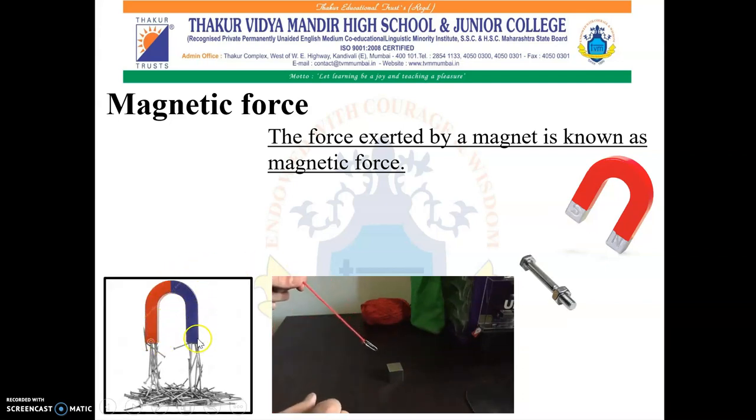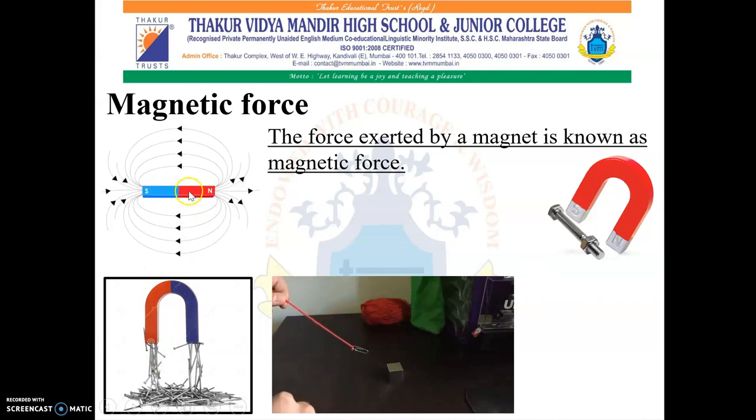Here again in this picture, you can see when the horseshoe magnet is brought near, the iron pins are sticking to the magnet. Now, this picture shows the magnetic field of the magnet, the area near the magnet around which you can see the lines. This is the magnetic field. When a magnetic object is brought near the magnetic field, the magnet exerts a force on it and that object is getting attracted towards the magnet. So this force exerted by a magnet is known as magnetic force.